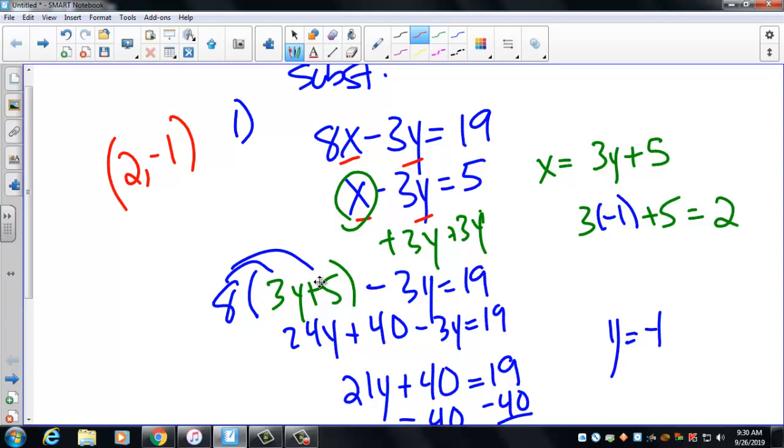If it said write as a solution set, put it in braces. That's what solution set means.